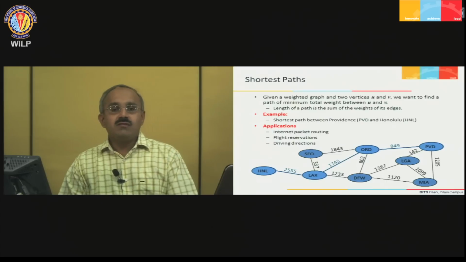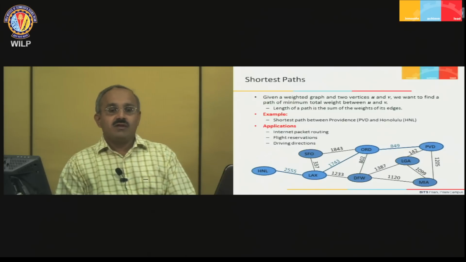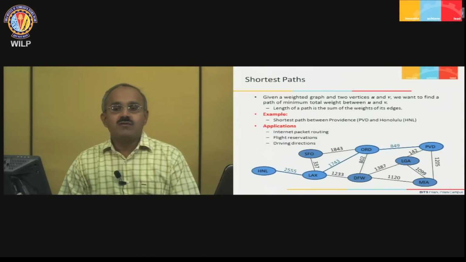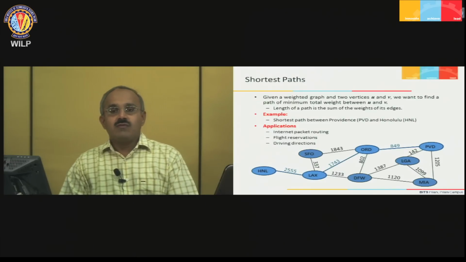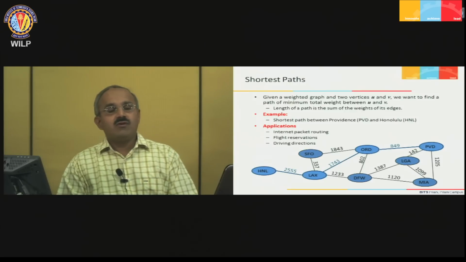By shortest, we mean if you sum the weights of the edges which are on the path, that sum should be minimum, where length of a path is the sum of the weights of its edges. So, when we say minimum length, it would mean you look at the sum of the weights of the edges in the path.